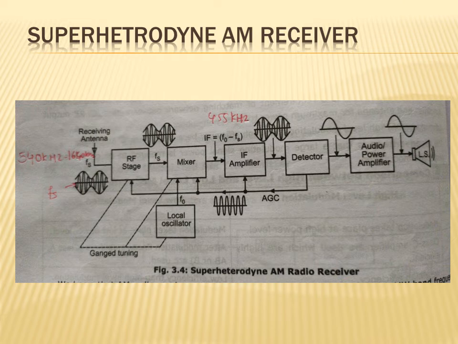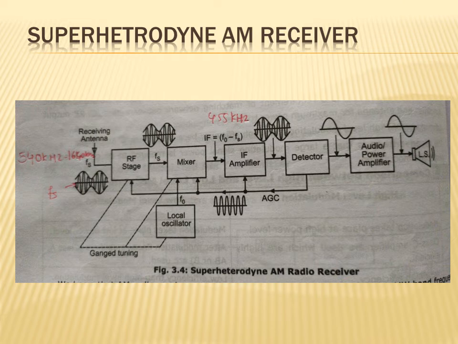Again, I will repeat this superheterodyne AM receiver. Okay, first we see the function of receiving antenna. The receiving antenna is used to collect the signal from different stations or transmitting antennas within a frequency range of 540 kilohertz to 1640 kilohertz. Then this signal is given to the RF stage.